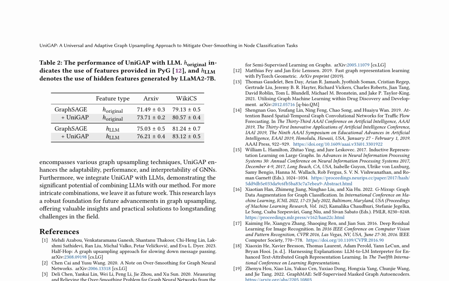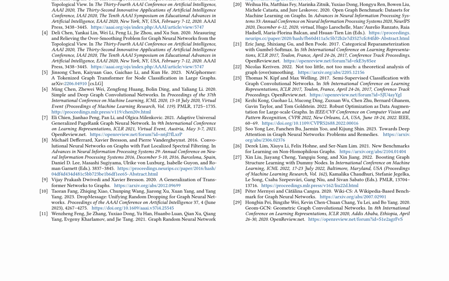The authors evaluate UniGAP using various graph upsampling techniques and compare its performance with other state-of-the-art methods. They find that UniGAP consistently outperforms existing techniques in terms of node classification accuracy and adaptability. Additionally, integrating UniGAP with LLMs further improves its performance, highlighting the benefits of combining these two approaches.